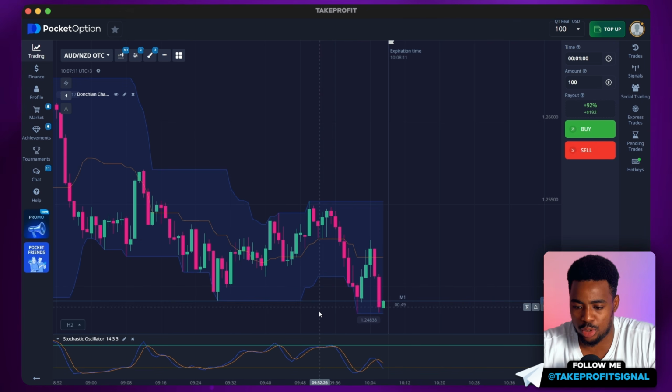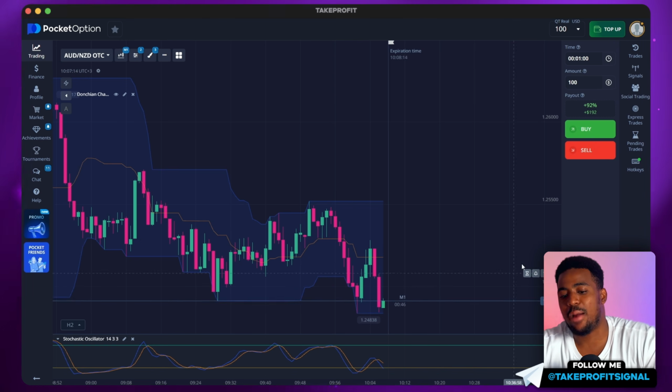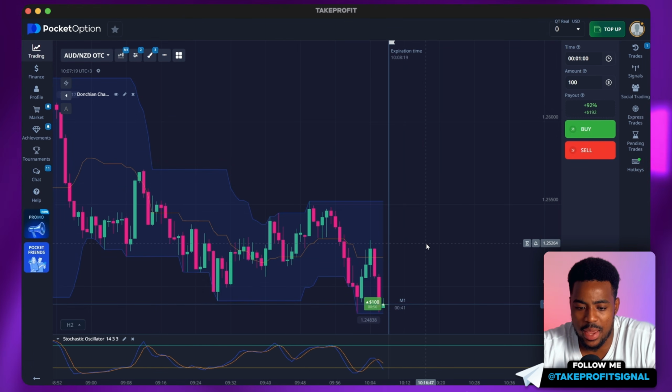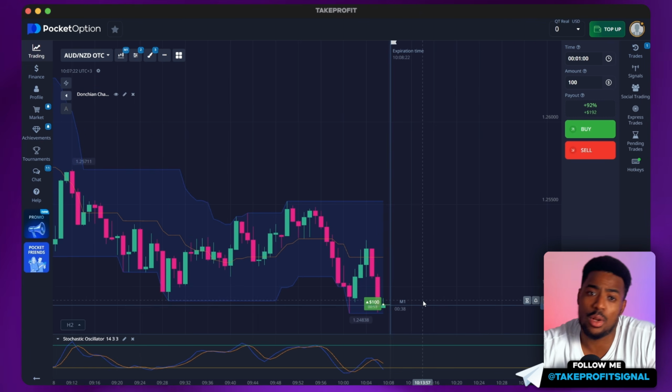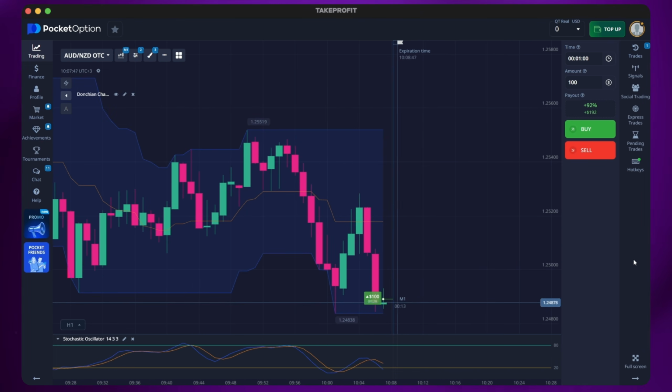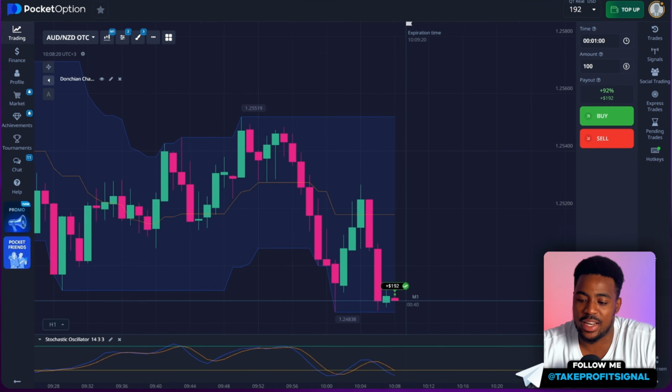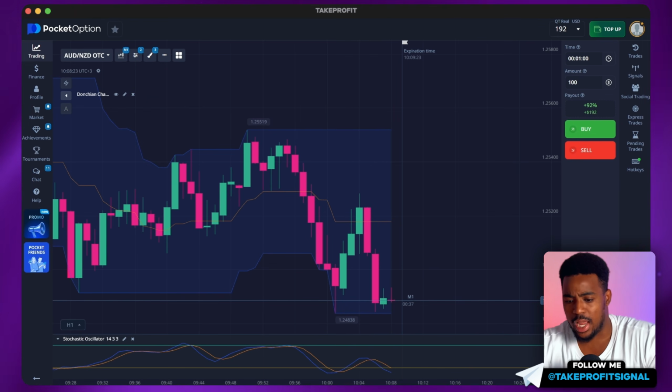Let me quickly demonstrate how this system works, then I will explain how to properly use the strategy, how to add indicators, and how to avoid making stupid mistakes that could lead you to losing your deposit. The trade closes in profit. My balance is already $192. We won't stop here and we will move on.